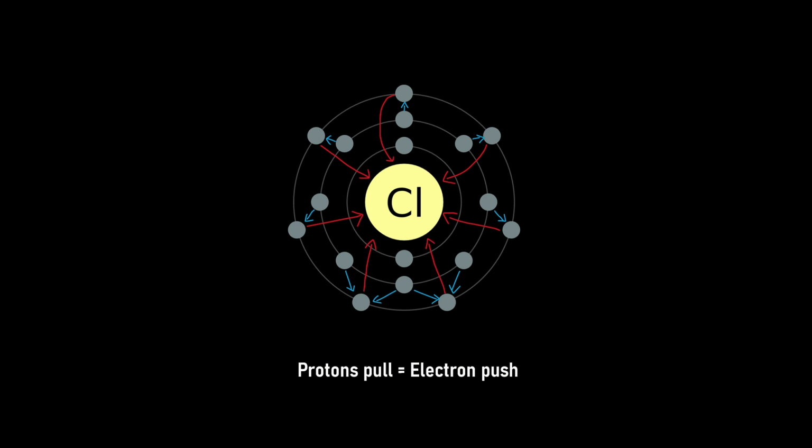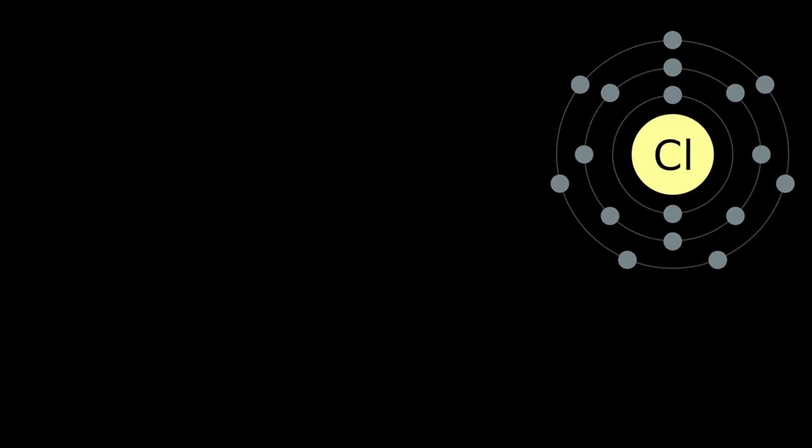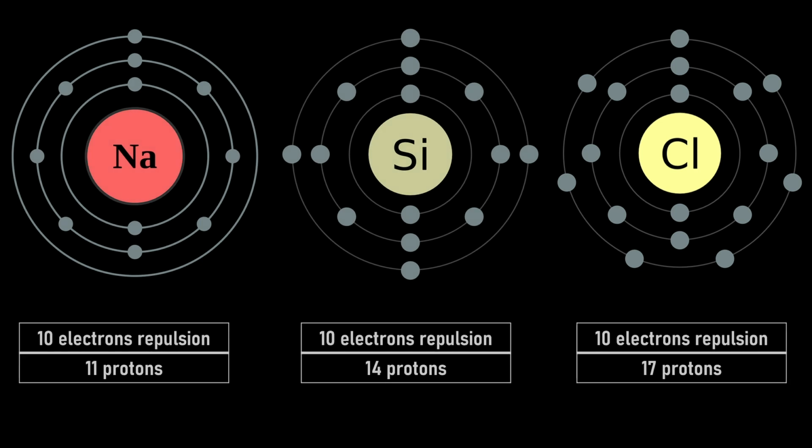To answer this, let's pull out another atom. Let's pull out silicon. Now see, the electrons in the middle are the same in all these atoms. Sodium has 10 electrons without the outer one. Silicon has 10. Chlorine also has 10. All these atoms have 3 shells and 10 electrons between.